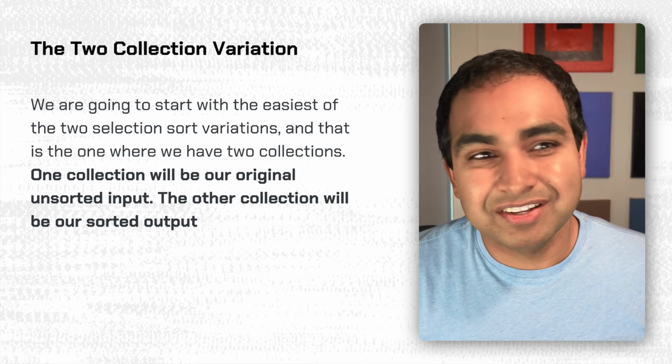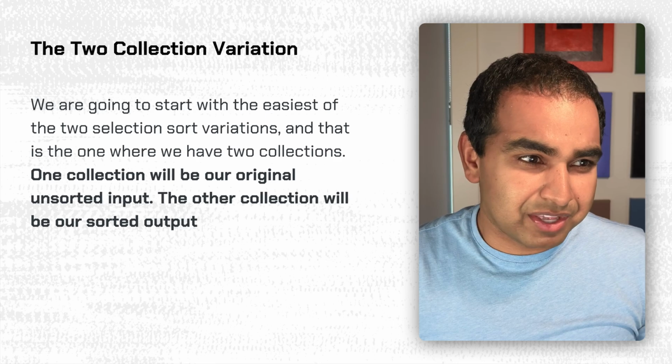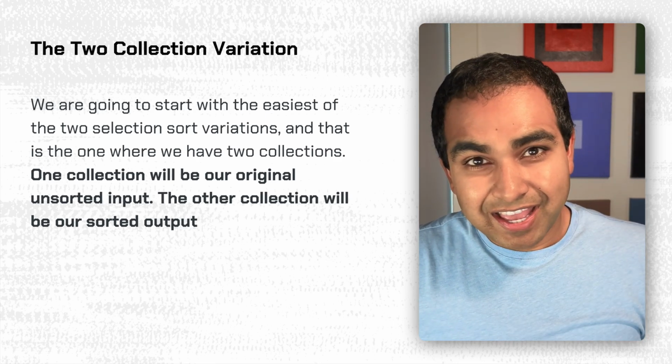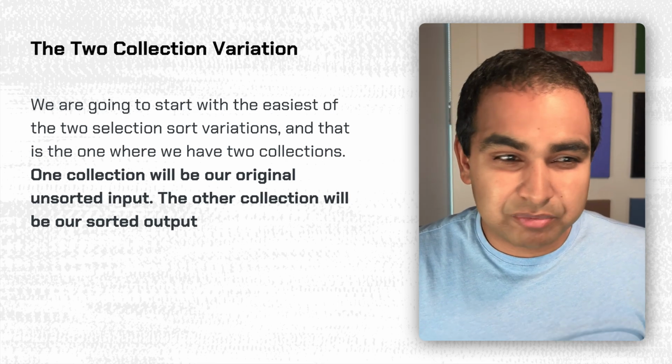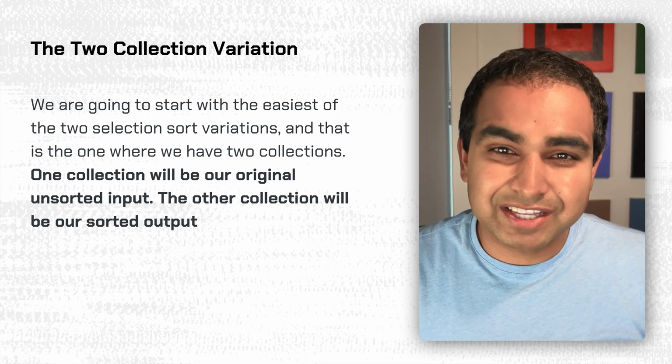But getting back to our regularly scheduled programming, let's start our look at selection sort by looking at the two collection variation. And this is the easiest of the selection sort variations we're going to be looking at because one collection will be your unsorted input and another collection will be your sorted output. Now that probably doesn't make a whole lot of sense. So let me go ahead and add some visuals to help highlight what this means.